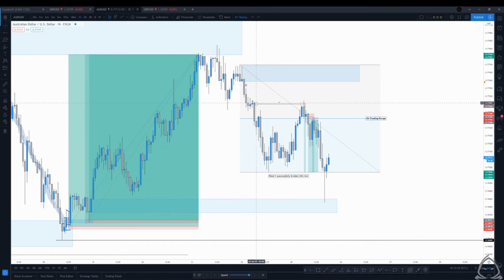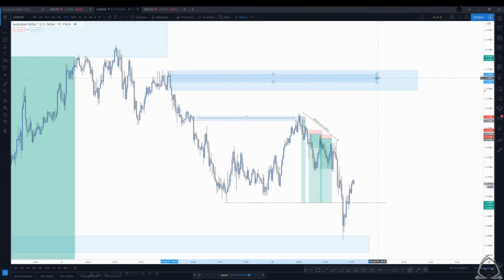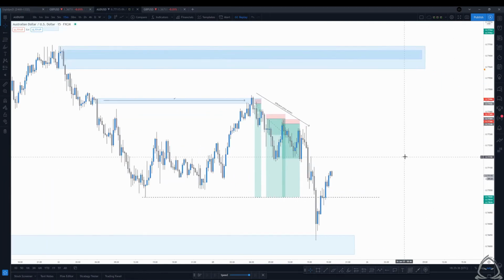We can see that this was that point of interest that I identified in the commentary. It's obviously tapped into it and had a couple great selling opportunities, even just targeting prior lows. If I go down to the 15-minute, we can see we still have that refined order block. That's what I'm looking at price to start gravitating back up to.